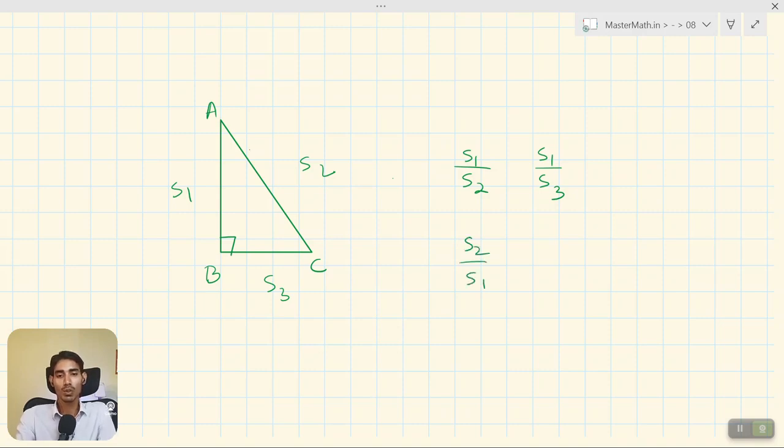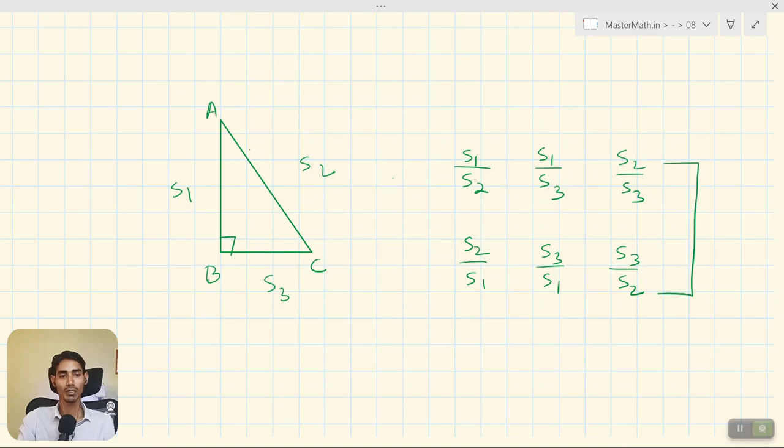So if this S1 by S2 was half, this would be 2 by 1. So that's a different ratio. S1 by S2 is different, S2 by S1 is also different. S1 by S3 and maybe S2 by S3. Could you guess what else we could have? We could have S3 by S1 and S3 by S2. So these are the possibilities of different sides ratios that we could have. So how many ratios do we have here? Total 6 ratios.